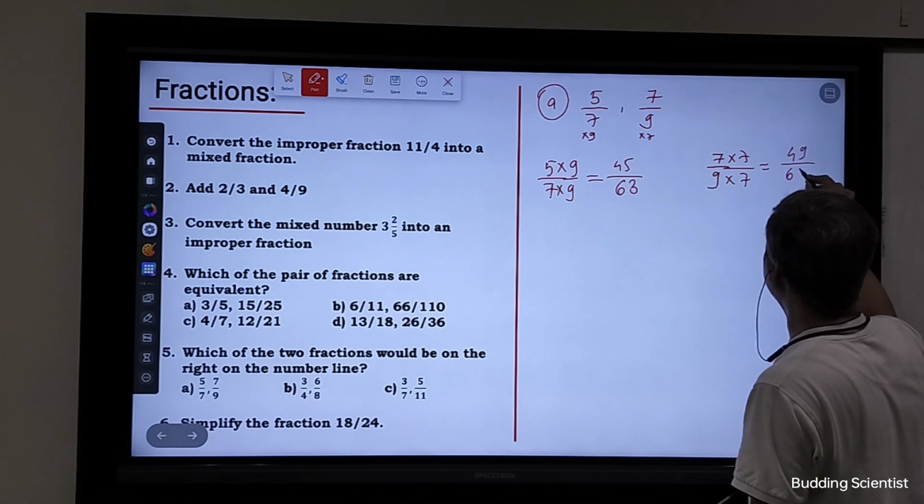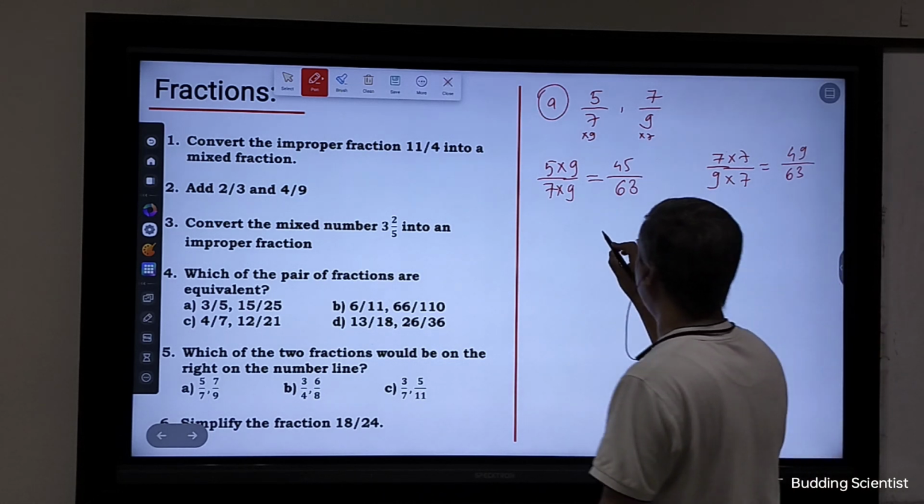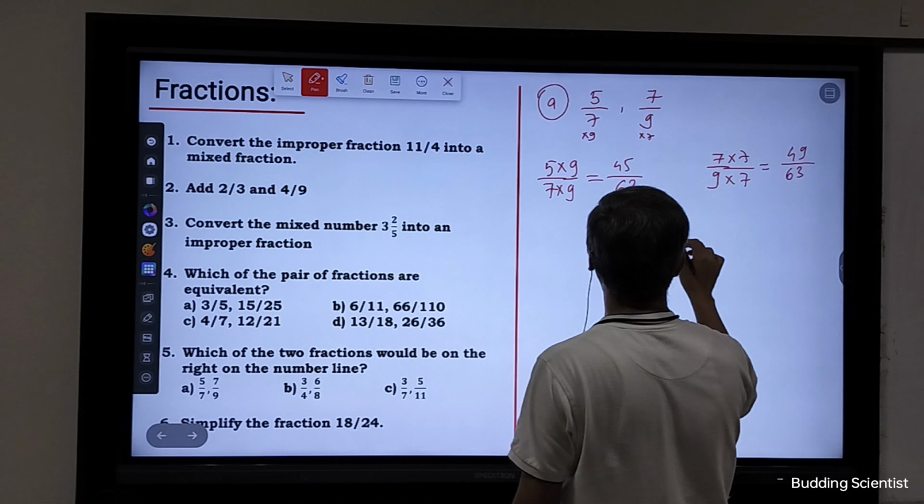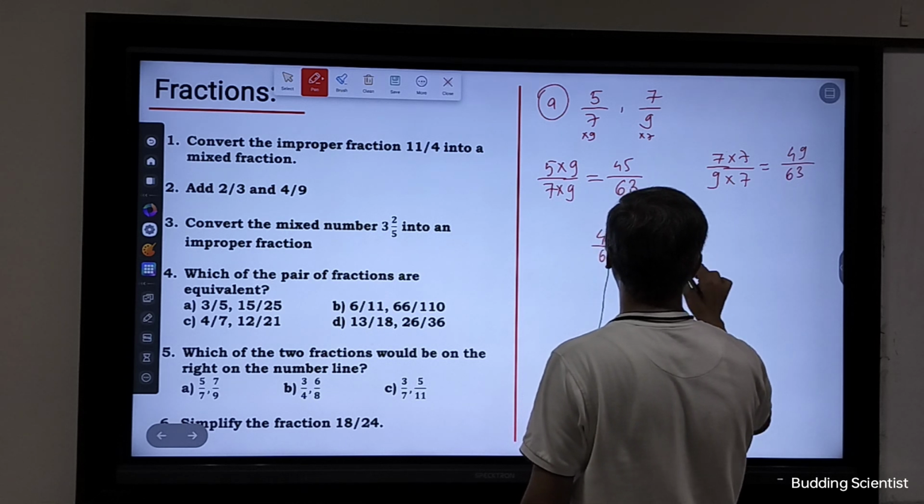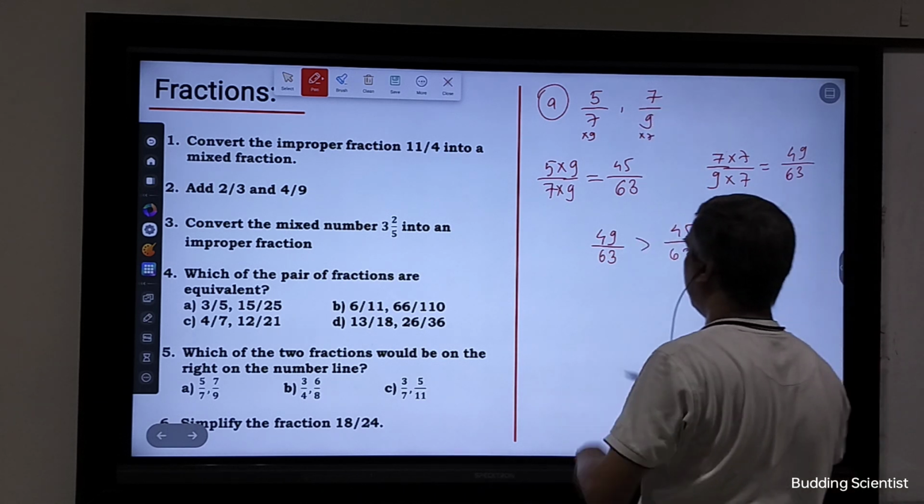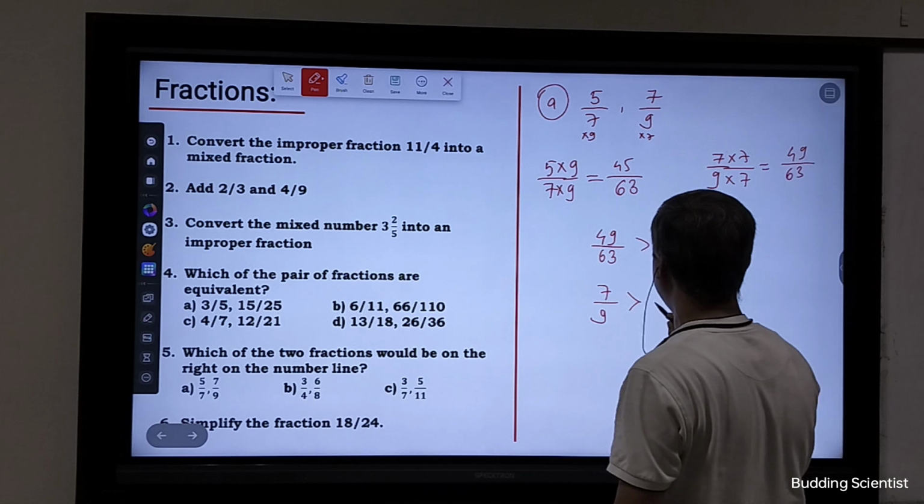49 upon 63. Which is greater? 49 is greater. 49 by 63. So I'll write 49 upon 63 is greater than 45 upon 63. अगर 49 by 63 क्या है? ये है 7 by 9 is greater than 5 by 7.